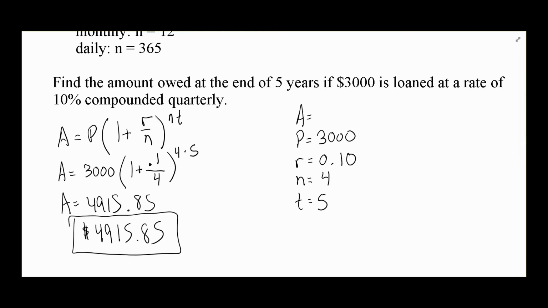So since we're talking about money, our answer should be $4,915.85. That's how much is owed on our $3,000 loan. Now, of course, you want to stop and make sure this answer makes sense. We started with a $3,000 loan, and we're going to pay back $4,915 in the end. That seems reasonable for that very high interest rate of 10%. Now, if we end up with something like $30,000, we should probably say, oops, I made a mistake here.